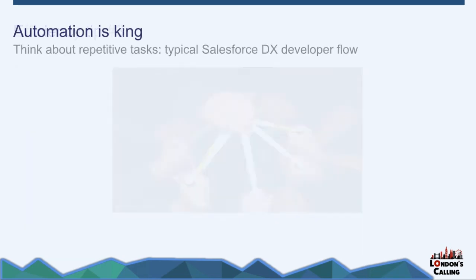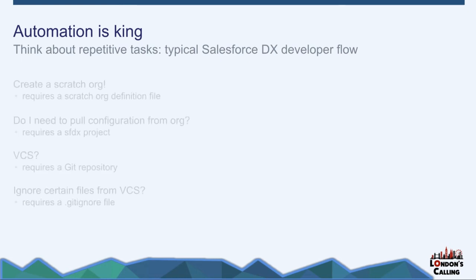So the next efficiency tip is automation. When you get used to these commands, the next really cool step is automation. For instance, when you do Trailheads about Salesforce DX, you see that there's always the same workflow. I want to create a scratch org. When you create a scratch org, you need a scratch org definition file. Then you ask yourself, do I need to pull some configuration back? That means, do I do point-and-click configuration on my org? Do I need to pull back the metadata? If so, I need an SFDX project.